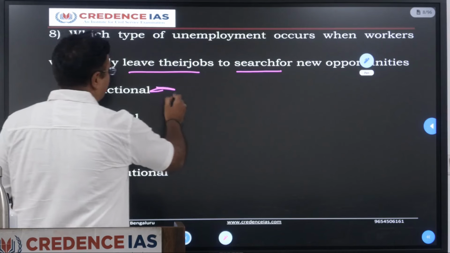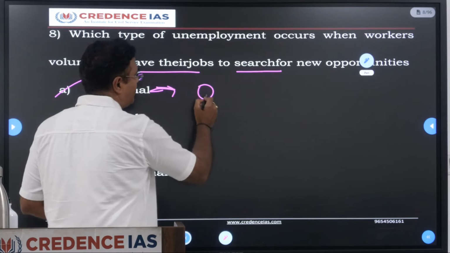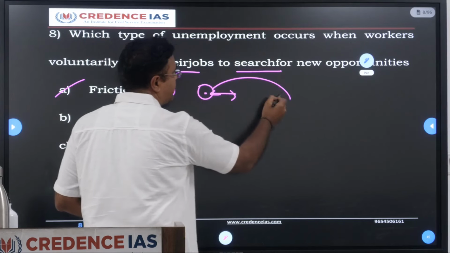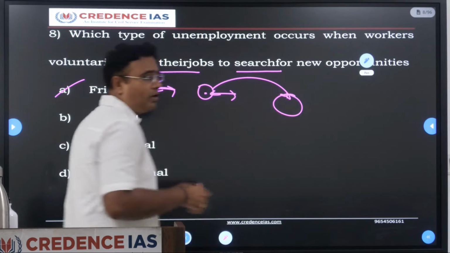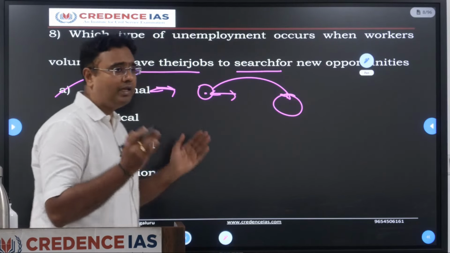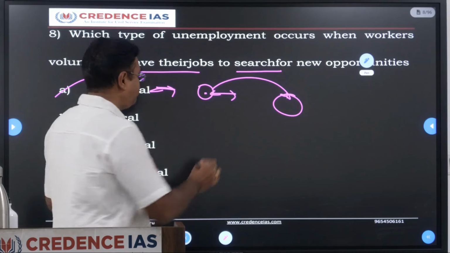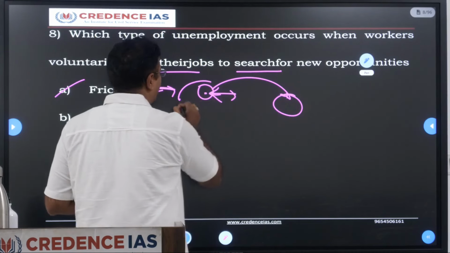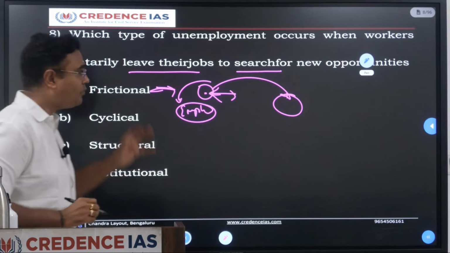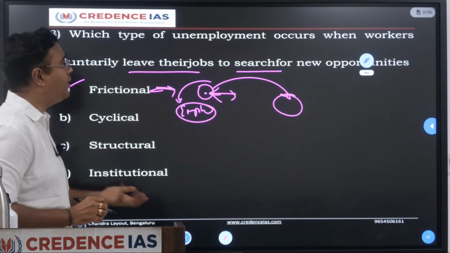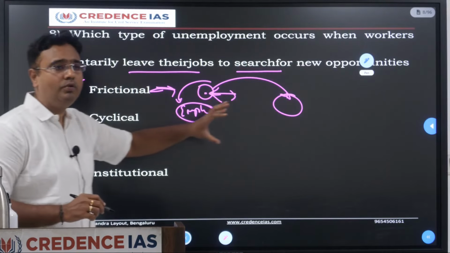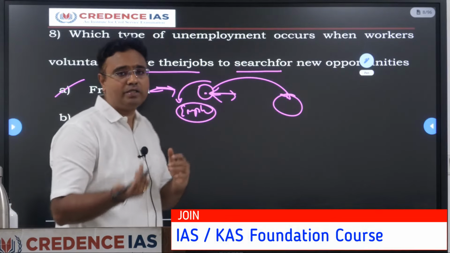So, frictional. When a person is working in one particular company, for a particular platform or skill, and he changes to another firm, or he quits his job and goes to another company to work, for the temporary transition period he may not be employed, say for 1 month or 2 months. That period is the type of unemployment created when a person shifts from one job to another job, or from one skill set to another skill set.